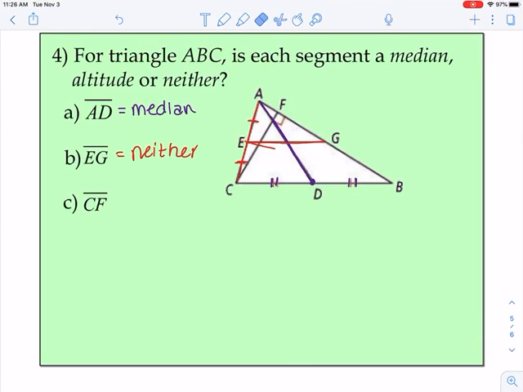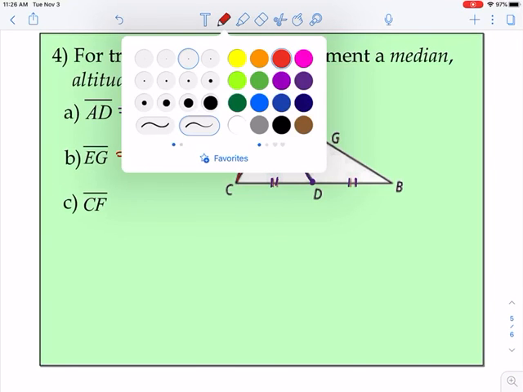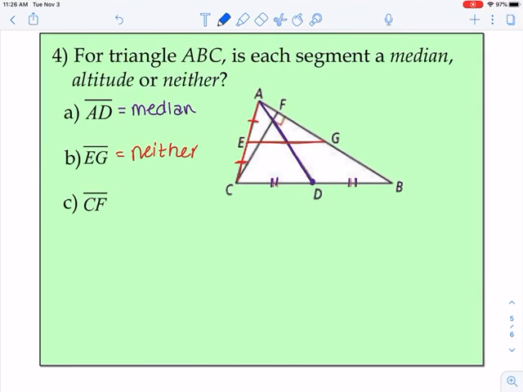Clean this up just a little bit if I can. Okay, and then my last piece here, I got a lighter blue. I want to know what CF is. And there's CF. And that little box right there means that that's perpendicular. And which is going to be perpendicular, the median or the altitude? It's going to be the altitude.